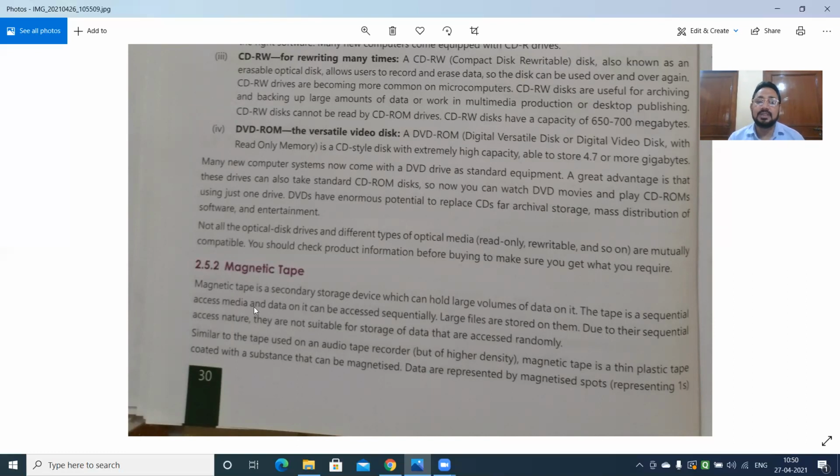The tape is a sequential access media and data on it can be accessed sequentially. Large files are stored on them due to their sequential access nature. They are not suitable for storage of data that are accessed randomly. Similar to the tape used on an audio tape recorder, magnetic tape is a thin plastic tape coated with a substance that can be magnetized. Data are represented by magnetized spots.